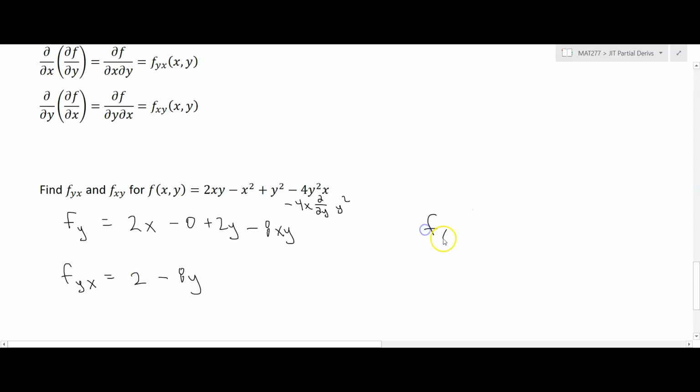Now, if I had first taken the derivative with respect to x of this whole thing, the derivative of 2xy would leave me with 2y. The derivative of x squared would be negative 2x. The derivative of y squared would be 0. And the derivative of negative 4y squared x would just be negative 4y squared. Now, take the derivative of that with respect to y. The derivative of 2y is 2. The derivative of negative 2x is 0. The derivative of negative 4y squared with respect to y is negative 8y. And the cool thing here is that these are the same.